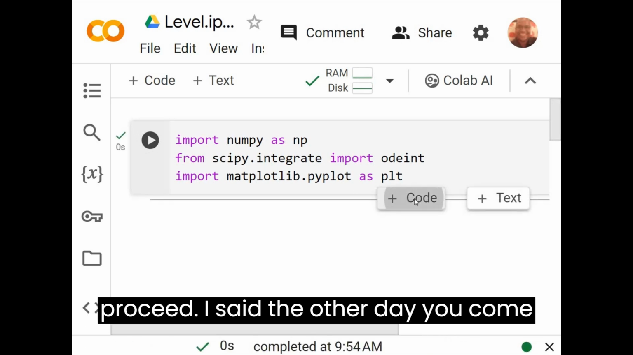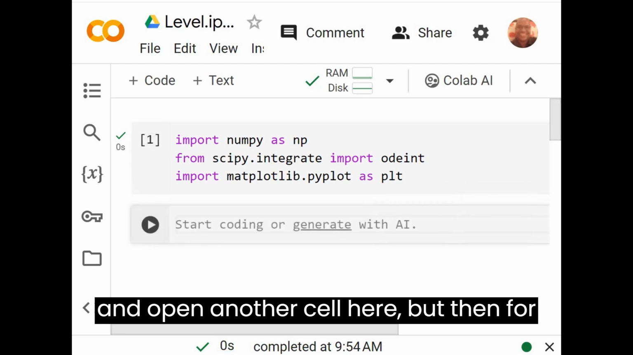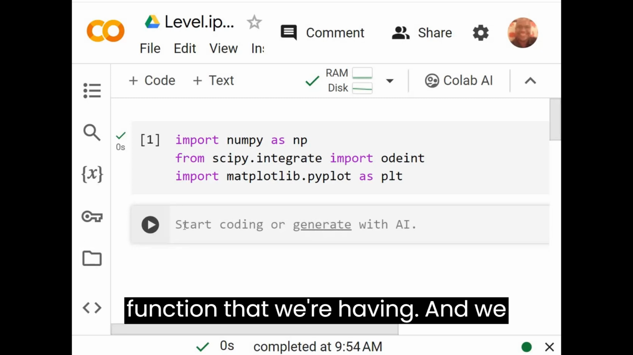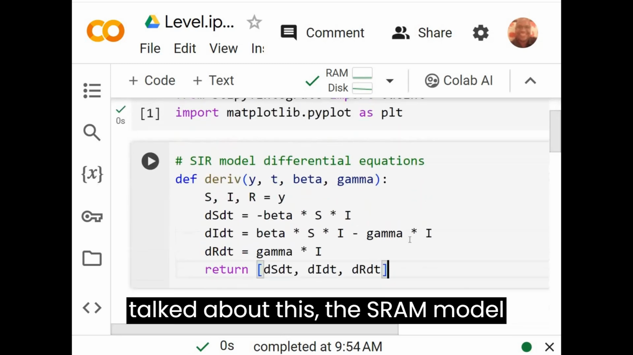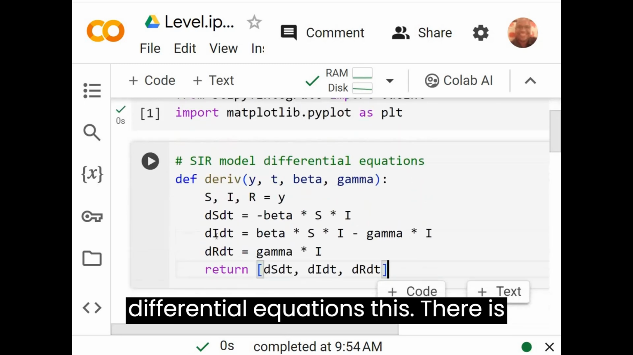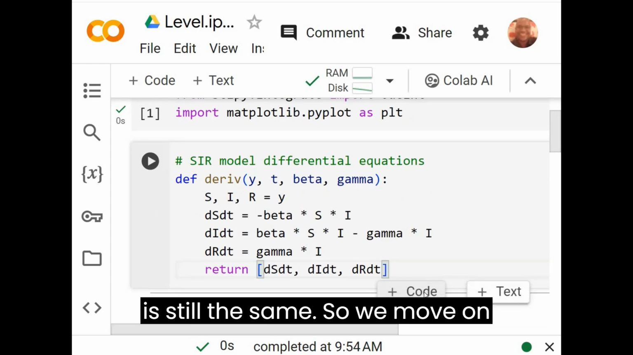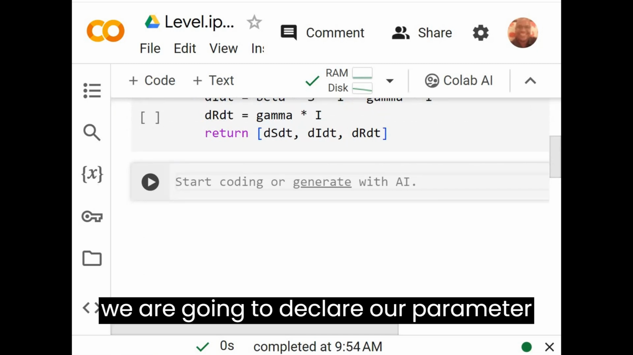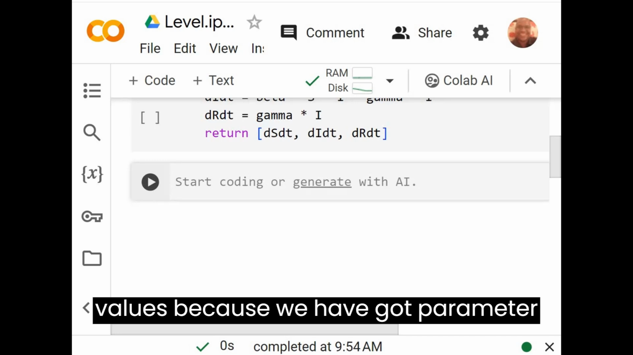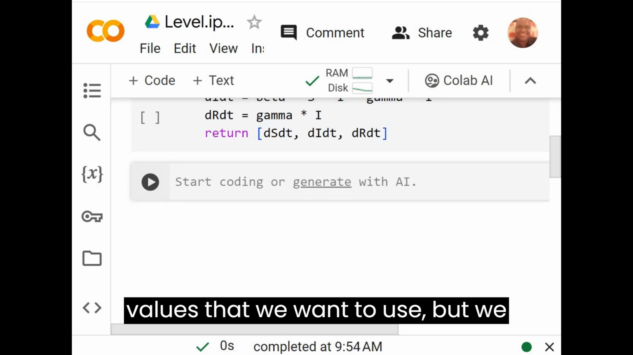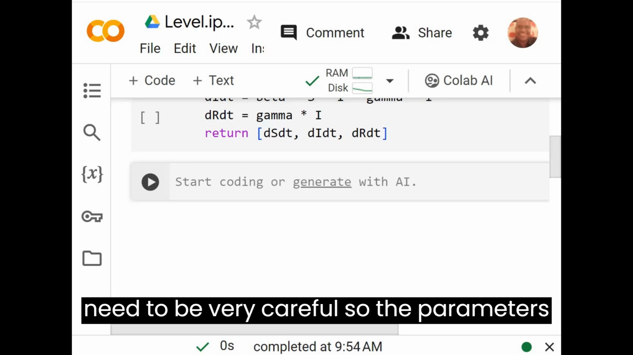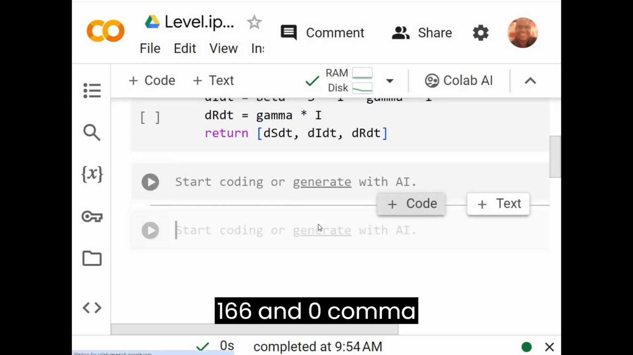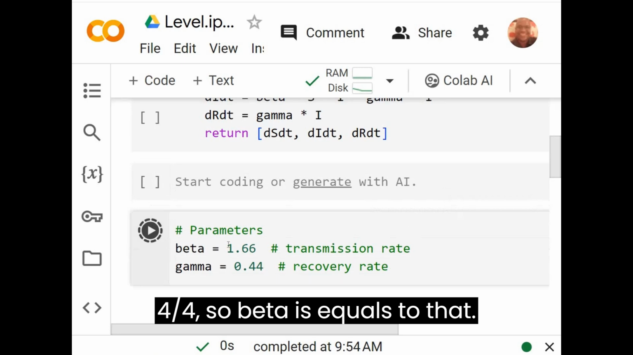I said the other day, you can come and open another cell here. But for now, I'm going to quickly paste my function. If you remember the function that we had, we talked about this, the SIR model differential equations. There is nothing that has changed here. Everything is still the same. So we move on, and then we are going to declare our parameter values, because we have parameter values that we want to use. But we need to be very careful. The parameters that we have are 1.66 and 0.44. So beta is equal to that.